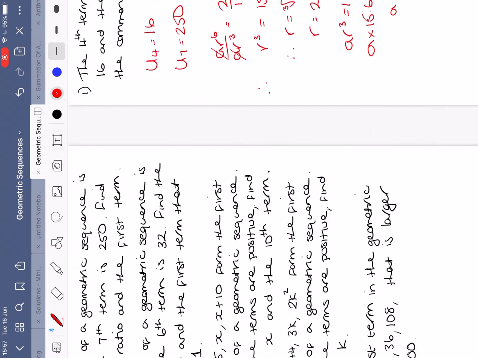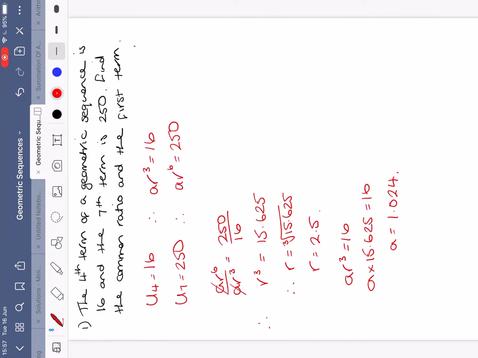Okay, so looking at the first one, the fourth term is 16, so we can say ar cubed is 16. The seventh term is 250, so ar to the power 6 is 250. You can work out that the common ratio is 2.5. And then if you put that into the first equation, you should have got a was 1.024.